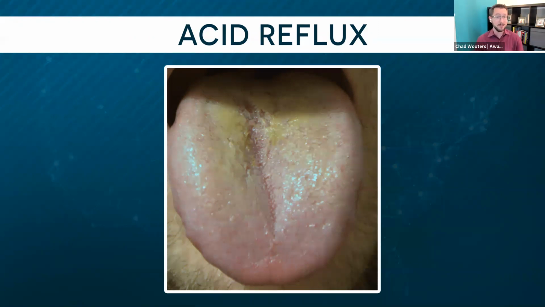So again, gently warn the patient that you're going to probably be scraping the top of their tongue, scrape the top of their tongue, and if it does come off, then you know it's not acid reflux. If it is in fact stained, then that's acid reflux, and that is related to an airway disorder.